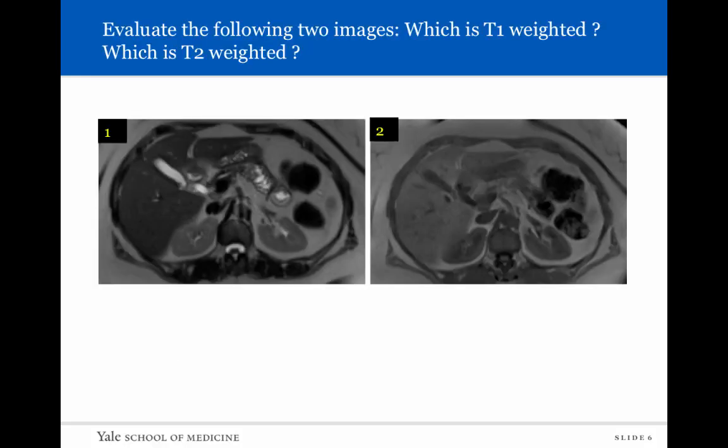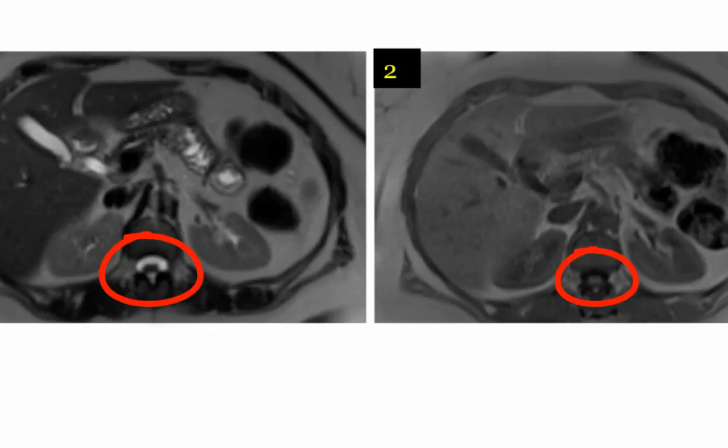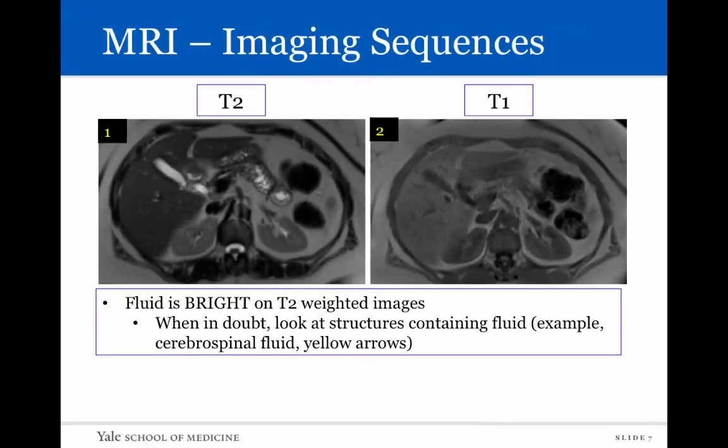So let's use these principles to go through a few imaging sequences. If we evaluate the following two images, image 1 and image 2, which one do you think is T1 weighted and which one do you think is T2 weighted? Well, for this, we need to look at structures that we know contain simple fluid. And a good way to go about doing this very quickly is to look at the cerebrospinal fluid that bathes the spinal cord. That's going to be simple fluid. It'll always appear very white or bright on T2 weighted images, hence image 1 is the T2 weighted image, and image 2 is the T1 weighted image.